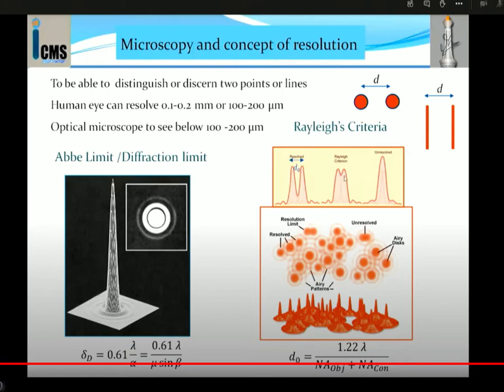So it's not a very strict criterion. It's typically defined by the distance between two such Airy patterns, where the minimum of the first pattern falls right below the maximum of the second pattern. And the d naught for an optical microscope is given by this particular equation.